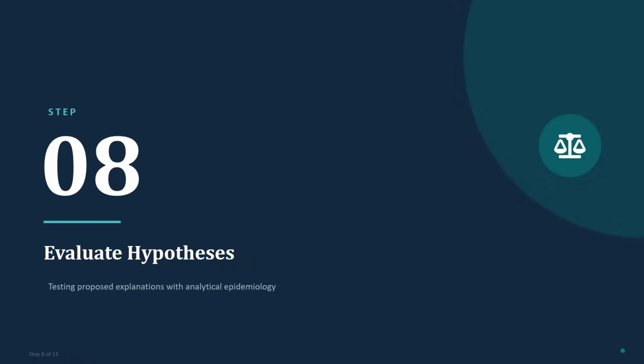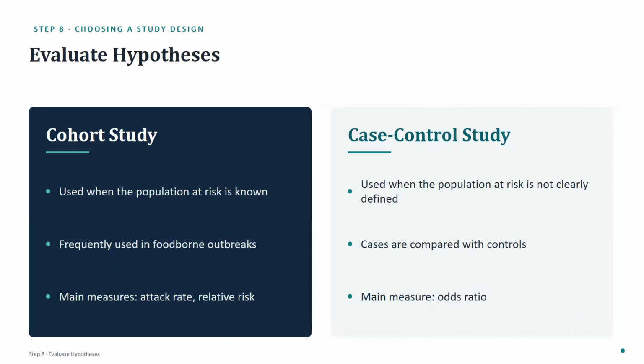Then after making the hypothesis, we have to evaluate it, testing the proposed explanations with analytical epidemiology. So after the descriptive epidemiology, now we have the analytical portion, where we can use different study designs or methods of analytical epidemiology, like cohort study. This is used when the population at risk is known and frequently used in foodborne outbreaks, and the main measure is attack rate and the relative risk. Case control study, this is used when the population at risk is not clearly defined. So cases are compared with the controls, and the main measure is odds ratio.